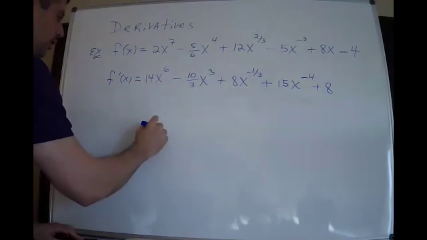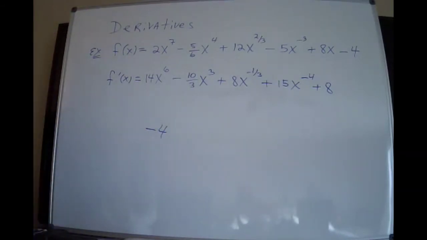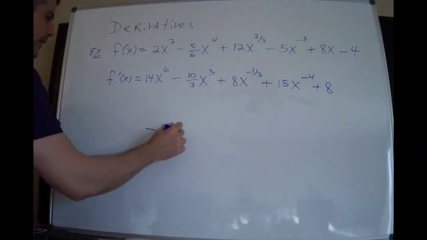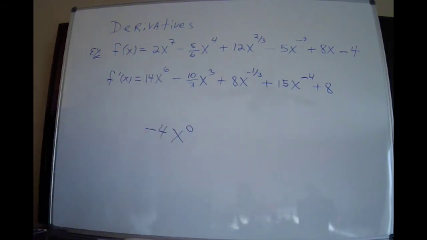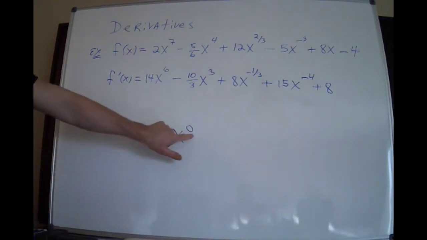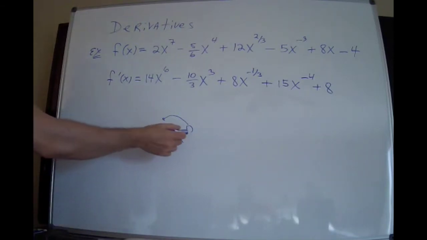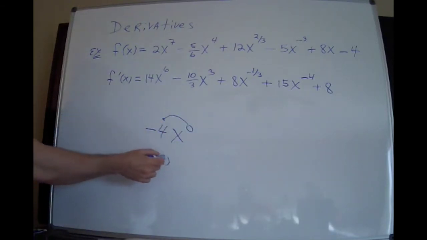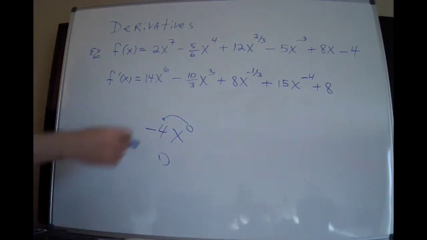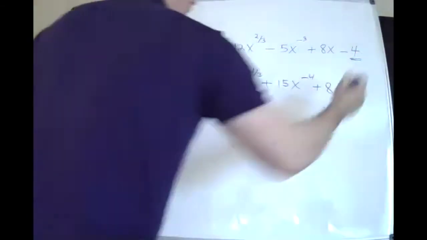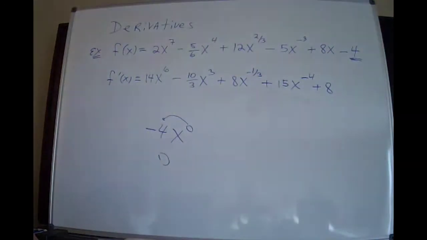You have a negative 4, and I want the derivative. But there isn't an x there. Oh, we can cheat. We can put x to the 0 there. There's no x's there, right? If you multiply by the power of 0, you get 0. So the derivative of any constant, any fixed number, is 0, no matter what that number is.